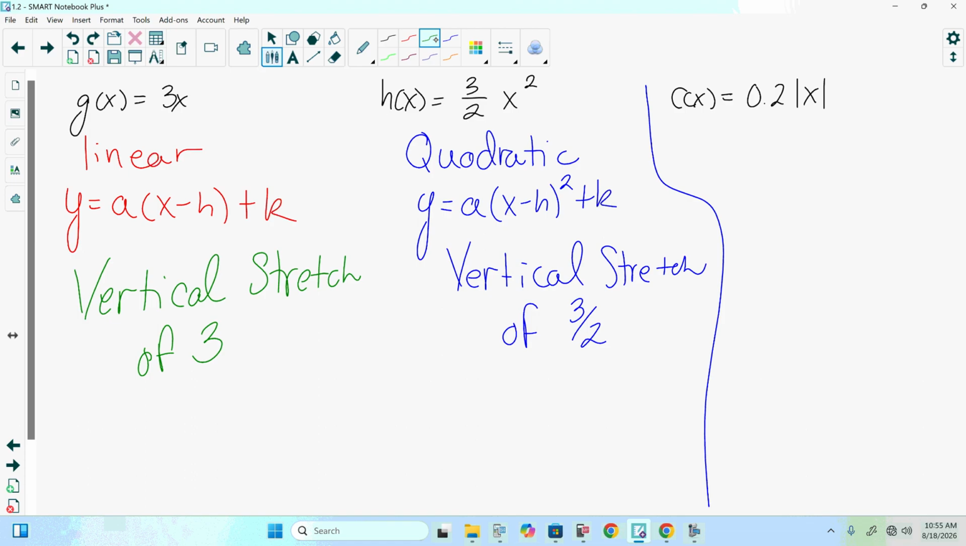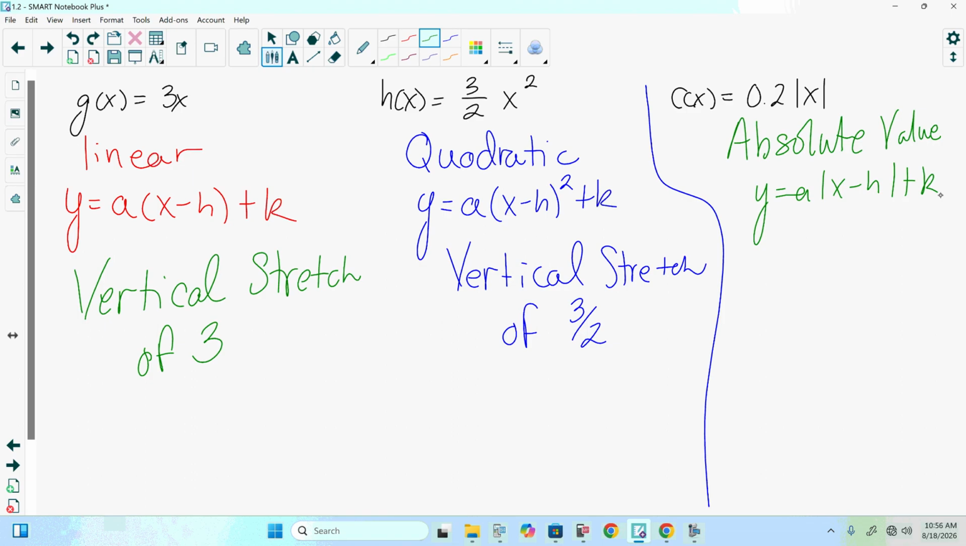Last one for this here is c of x equals 0.2 times the absolute value of x. Well, our parent function would be absolute value. Y equals a times the absolute value of x minus h plus k. Do we have a value of k? Do we have a movement up or down? No. Do we have a movement left or right? Do we have a value for h?